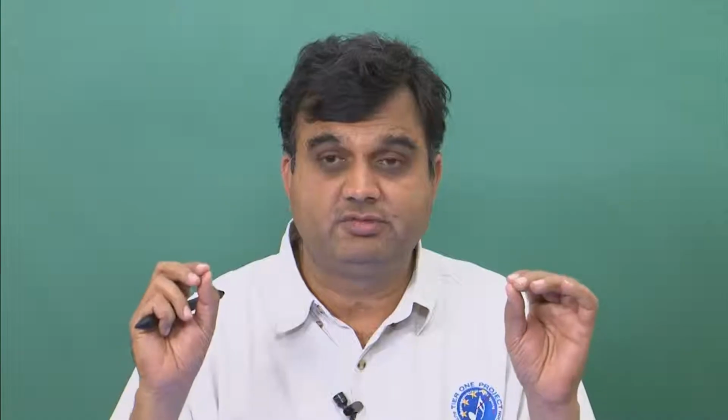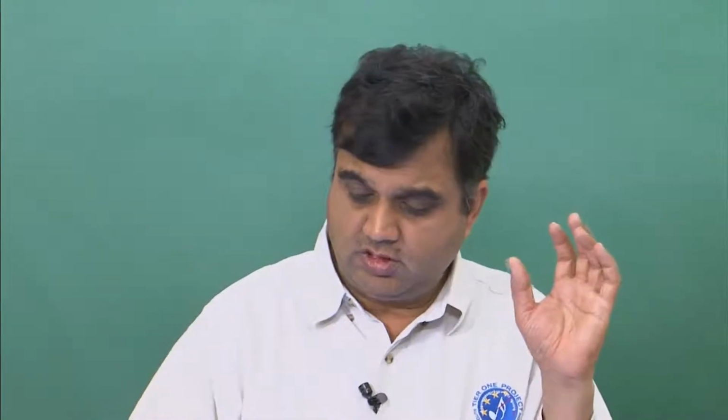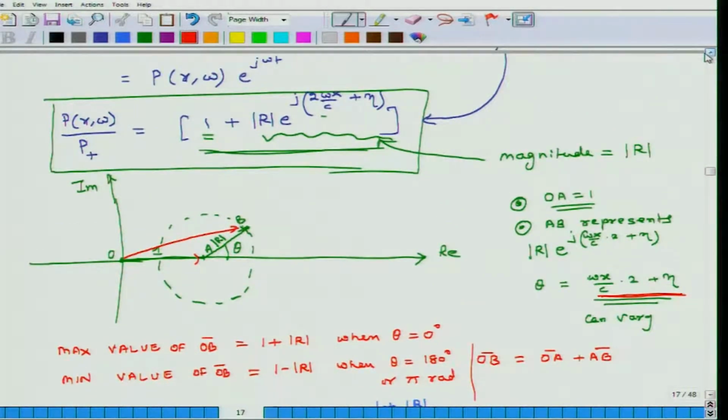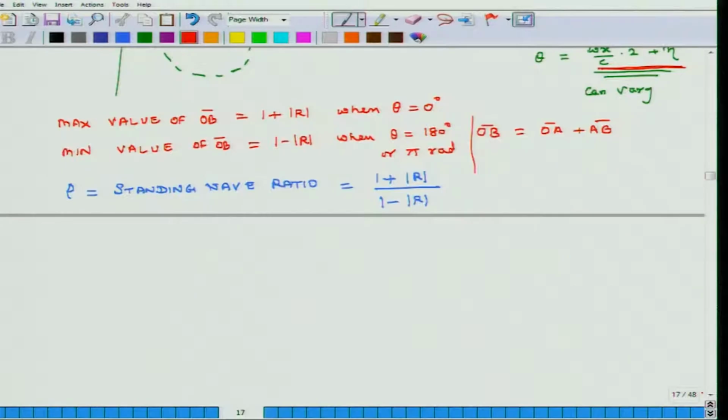because what does OB represent? It represents the ratio of Pxw by P plus. So what that means is that when this term is maximum, then Pxw will also be maximum. So if I am sweeping the microphone and I find the location at which pressure is maximum, then I record the value of that pressure.